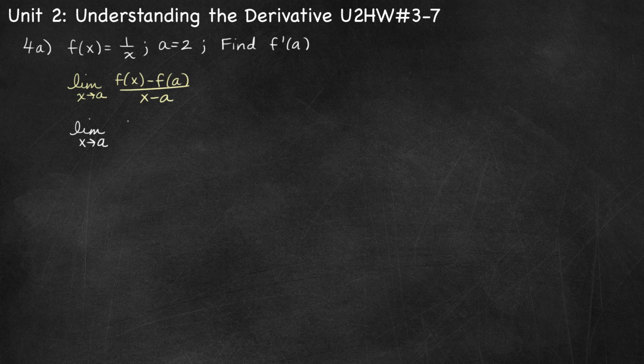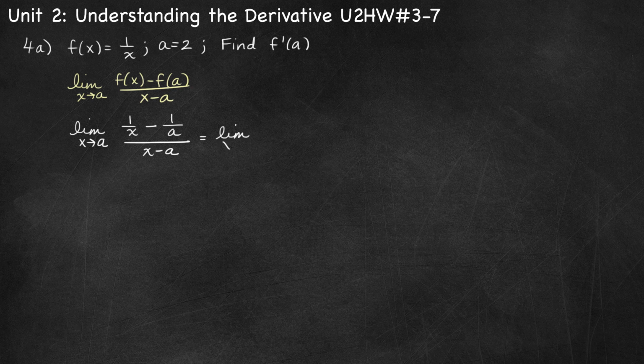So the first thing I need in this formula is f of x, and f of x is just my original function, 1 over x. Minus, and now I need f of a. F of a just means go to the function f of x and substitute a in for x. So that's 1 over a. And all of that is over x minus a. Okay, now if I find this limit using substitution, I'm going to get 0 over 0, which tells us nothing about the limit. So we have to simplify this algebraically.